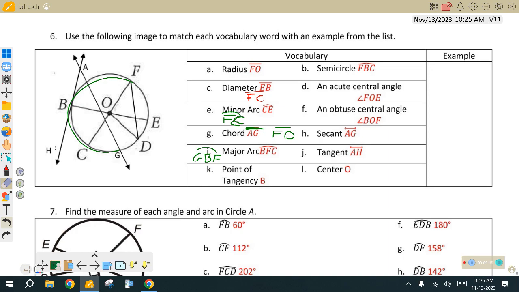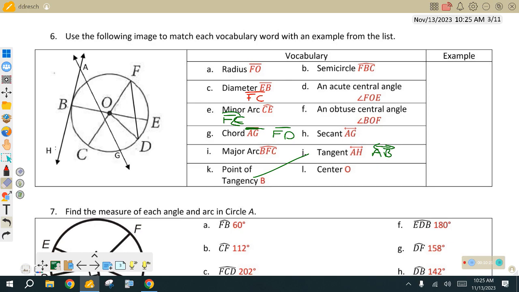Point of tangency, that's where that line is just kind of coming in and kissing that circle at one distinct point. And that's that point B. That line appears to be tangent. Now that tangent, I said is line AH. You could have said line AB. They mean the same thing. Just pick 2 points on that tangent line. They're the same thing. Okay.